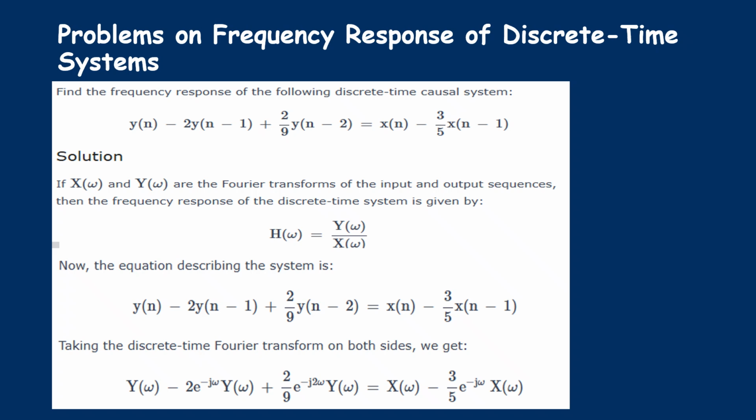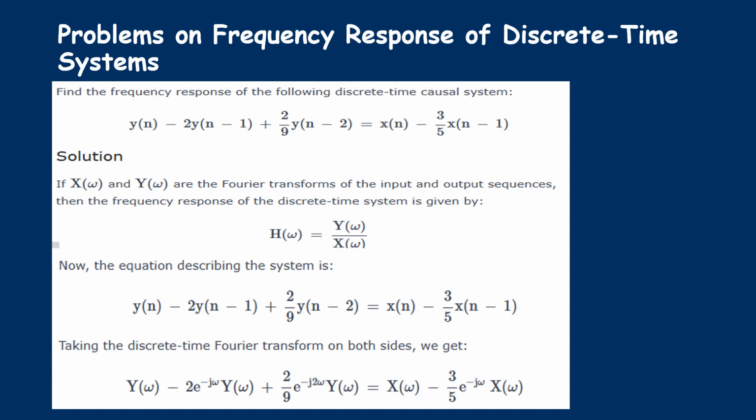If you take the Fourier transform on both sides, let us say Y of omega is the Fourier transform of y of n, X of omega is the Fourier transform of x of n. The transform of y of n minus 1 will be e to the power minus j omega Y of omega, by applying the time shifting property. So we got Y of omega minus 2 e to the power minus j omega Y of omega plus 2 by 9 e to the power minus j2 omega Y of omega equal to X of omega minus 3 by 5 e to the power minus j omega X of omega.